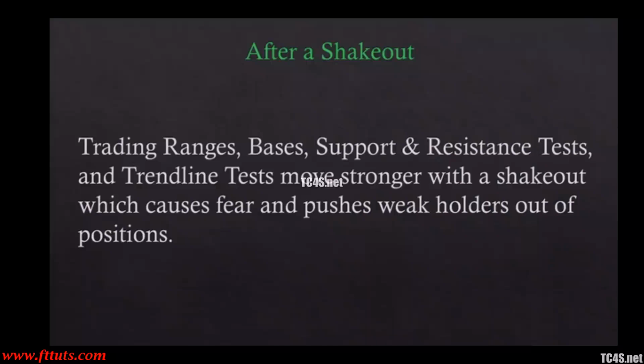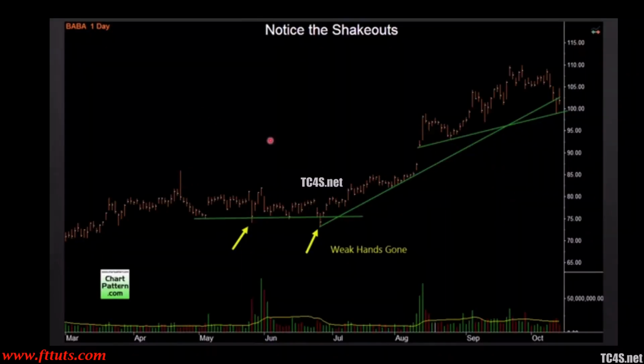After a shakeout, I've mentioned this before in this discussion, but it's too important. Trading ranges, bases, support resistance tests, trend line tests, all of them move stronger with a shakeout, which causes fear and pushes weak holders out of positions. When you push weak holders out of a position, you end up creating snap moves, fast moves, and that's very important. In this case, you'll notice the shakeouts here in BABA.